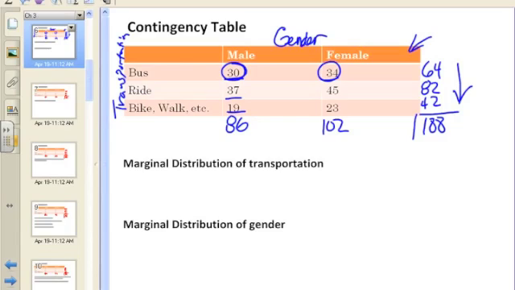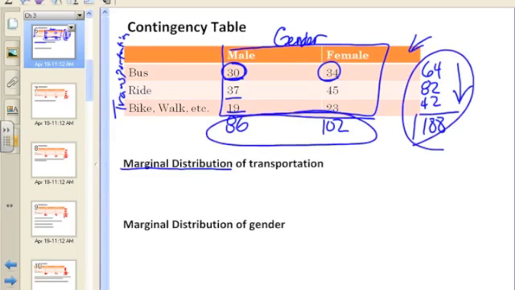So one of the things you might be asked to do with a contingency table is identify what's called a marginal distribution. The word distribution, I think of when your teacher distributes your papers. Your teacher is passing out the papers. So distribution is simply how things are distributed or split up. The margins are the things that are not in the table. They're not inside this table I've drawn. They're in the margins. Outsides, right? Outsides.